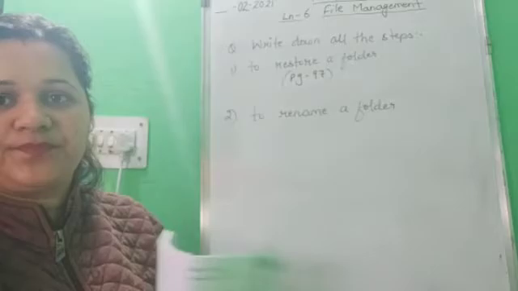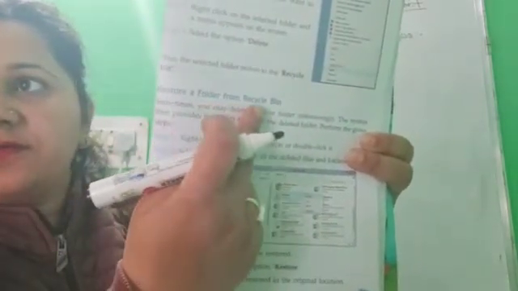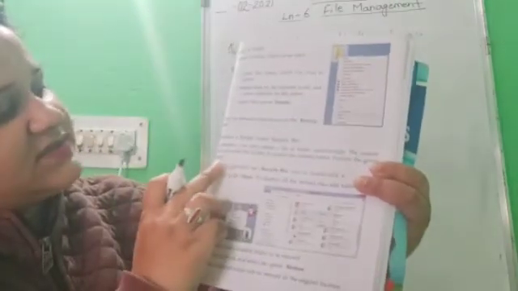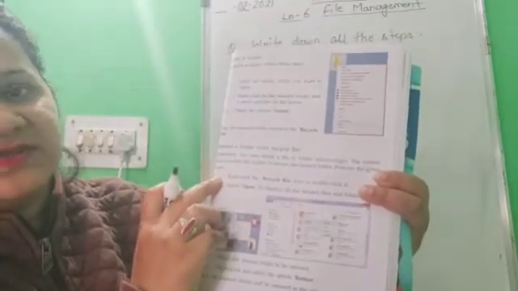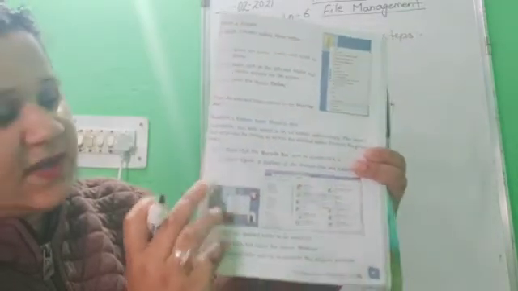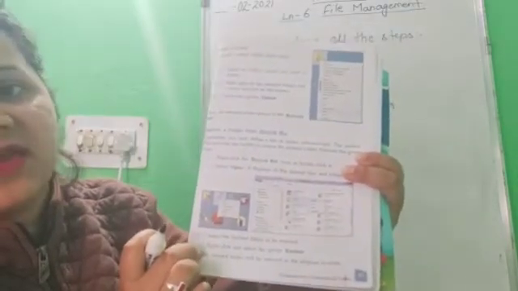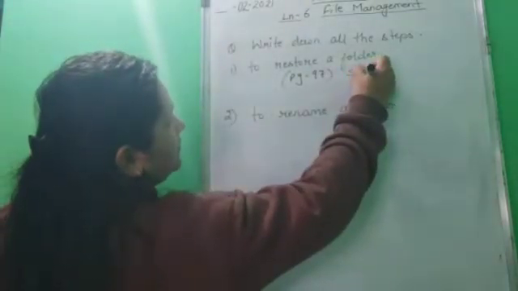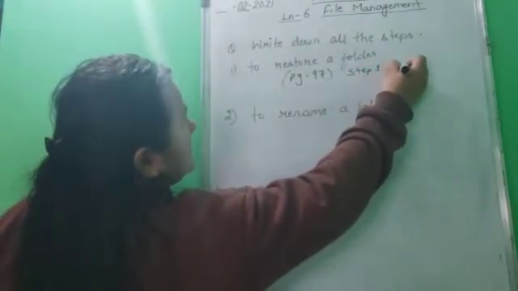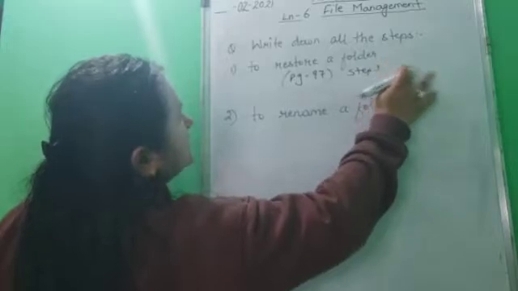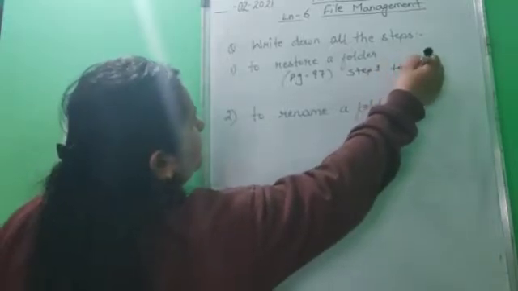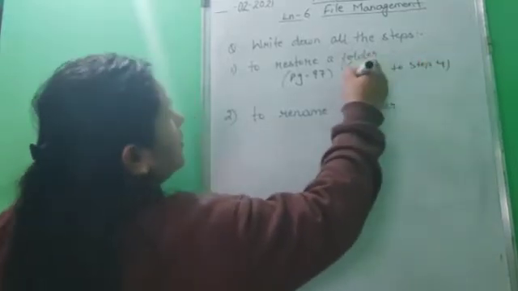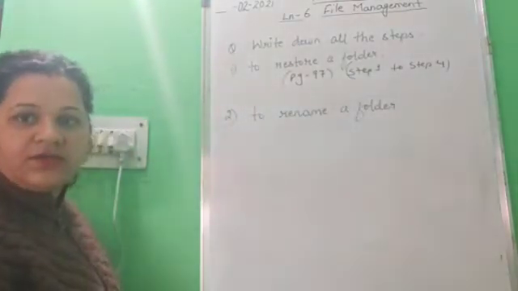Okay, see here. This is restore a folder from the recycle bin. These are all the steps. You only have to write down the steps like this: step 1, step 2, then step 3 and then step 4. All the steps from step 1 to step 4 you have to write down.